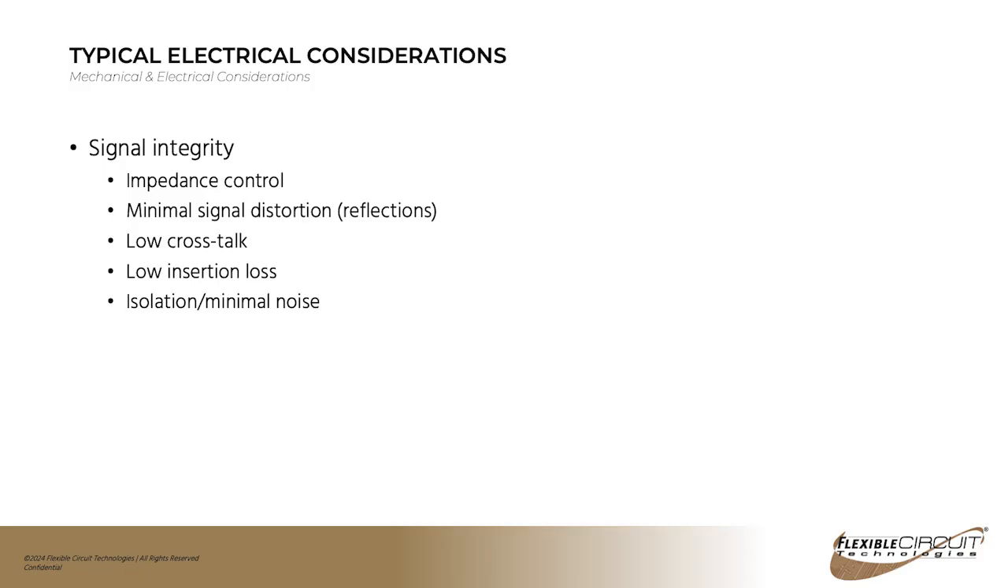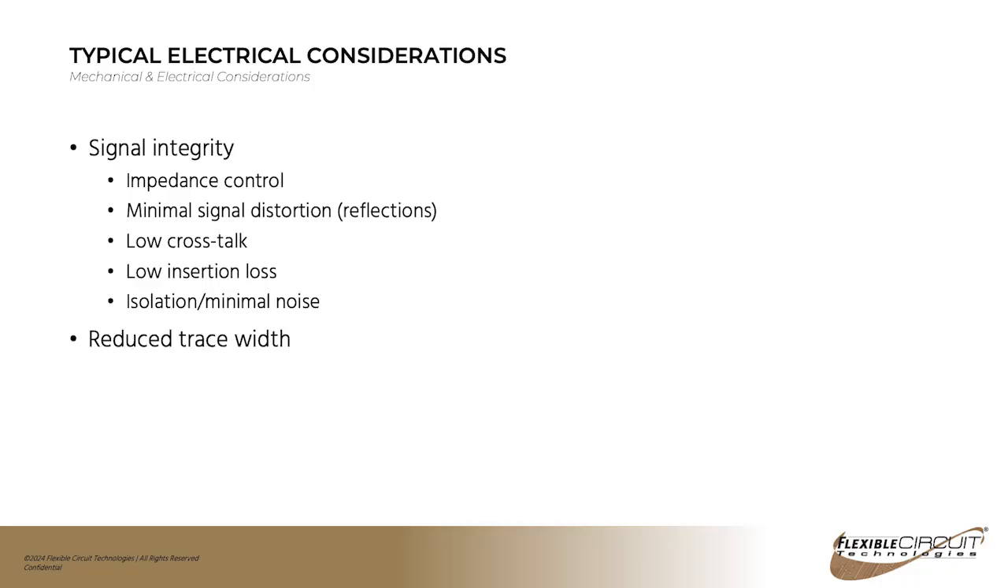Signal integrity is becoming extremely important as switching speeds continue to increase. So we're very concerned about impedance control. We want the minimal amount of signal distortion due to reflections. We also want low crosstalk and low insertion loss to make sure that we have the same signal level at both ends of our signal transmission line. And we also want good isolation and minimal noise that's going to be messing around with our signals.